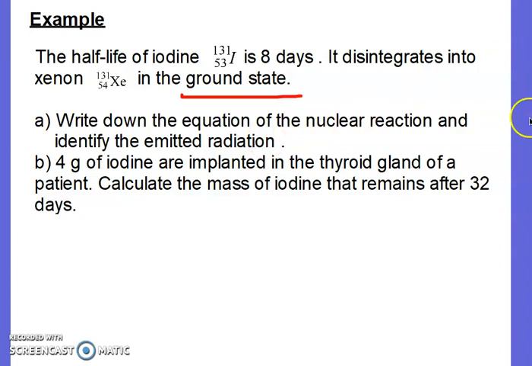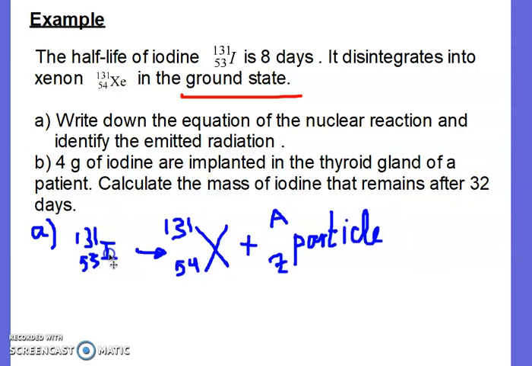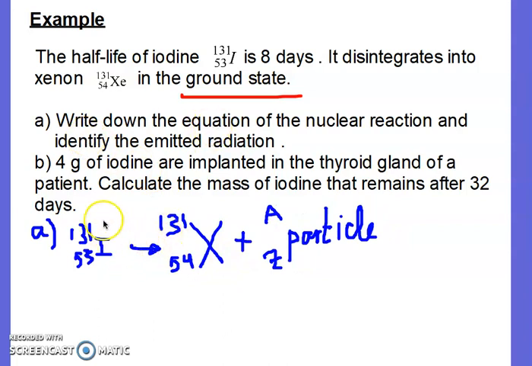So here, part A, write down the equation. Iodine is the parent nucleus, which transforms or disintegrates into the daughter nucleus, which is xenon, Xe, sorry. Xenon plus a particle, plus what? Emitted radiation or particle. Right? This is the reaction.